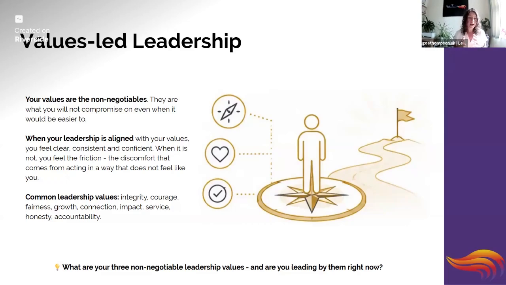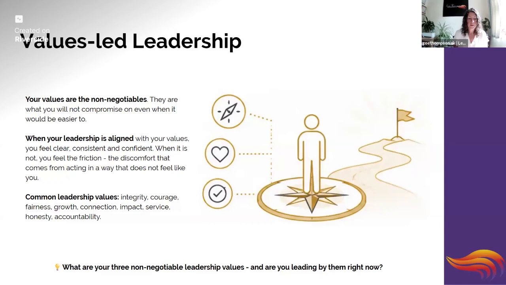And when our values are out of alignment, we feel it. When they are in alignment, it feels clear, it feels consistent, we feel confident. We feel like things are as they should be. And when they're not, it does feel like friction. We feel that friction. And that discomfort comes from having to behave and show up in a way that doesn't feel like us.